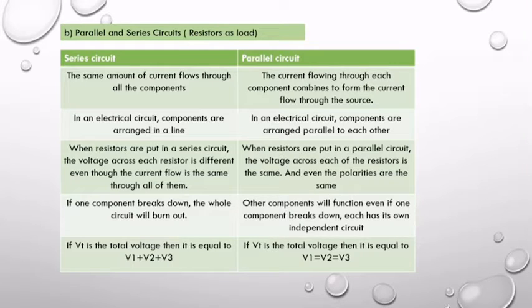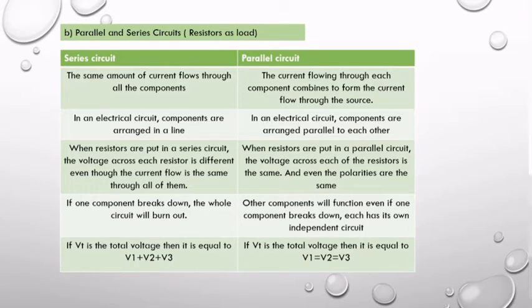In this circuit, the components are arranged in a line. This is what makes it a series circuit. It doesn't have any branches. The resistor in this circuit is different even though the current flow is the same. So if one of the components in the circuit breaks down, the whole circuit will stop working because the current could not be transmitted from one point to another point.